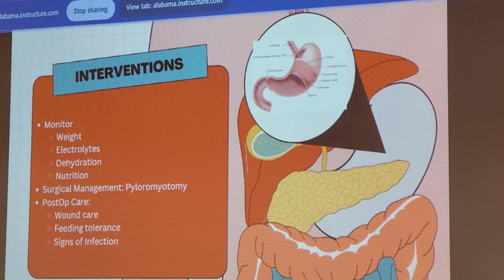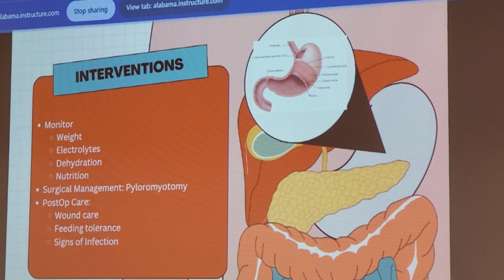The things we have to educate our patients on, really educate our parents, because we're not going to educate the infant. Wound care, right? The small laparoscopic incision, we need to keep it clean, dry, and intact. Educate them on signs and symptoms of infection: redness, erythema, the infant becomes irritable, maybe they have some type of fever.